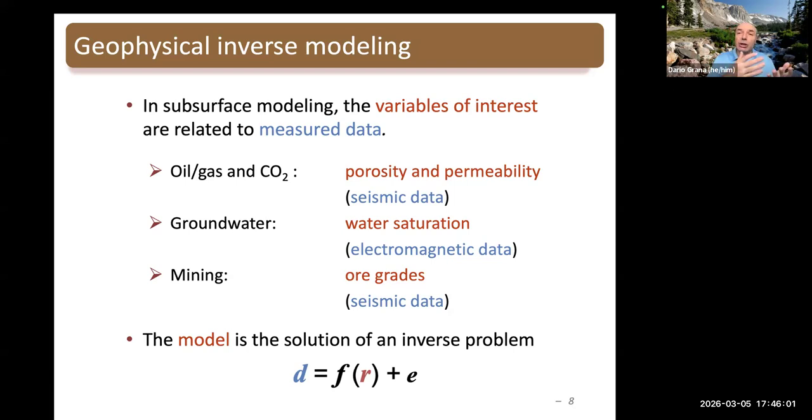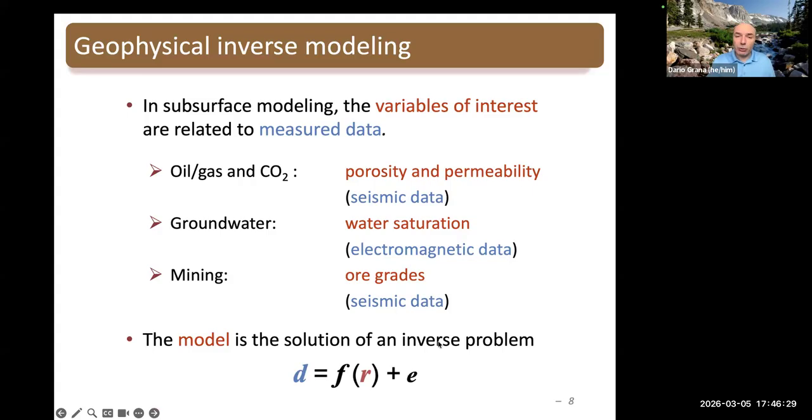We want to predict the mineral grades and we measure the seismic data. So all these problems have something in common. There are some variables that we care about, the variables of interest, the ones in red, and there are some data that we can measure that we know are related to the variables of interest because we know somehow the physics, but they're not direct measurements. So these are the variables in blue, the actual measured data.